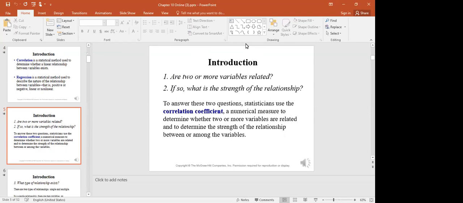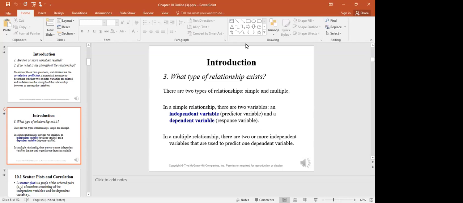So the main question we generally ask in correlation is whether or not there is a relation between two or more variables. And if there is a relation, what is the strength of that relation? Also, we will want to know what is the type of relation. Is it linear or nonlinear? So there are generally two types of variables in correlation: independent variable and dependent variable. There is generally one dependent variable and one or more independent variables.